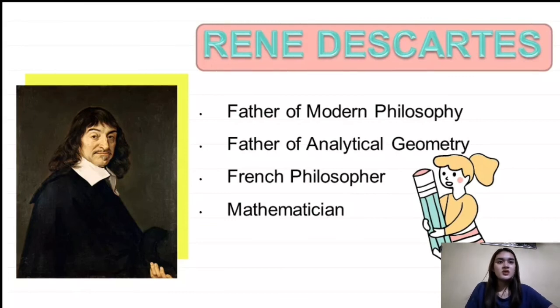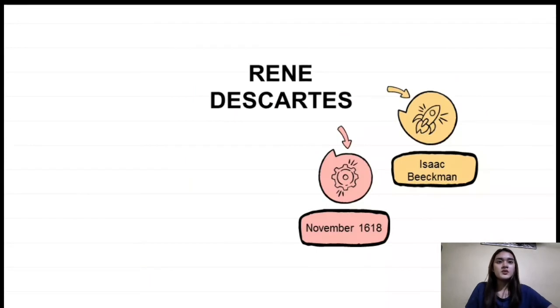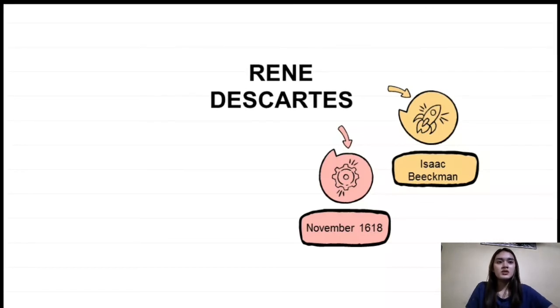Additionally, he is also a French philosopher, as I said a while ago, and a mathematician who made a big contribution to math. Here is where he started to be interested in mathematics. In November 1618, while he was a volunteer in the army after he graduated, he saw Isaac Beeckman, a prominent mathematician, together with other people gathering around a posted notice.